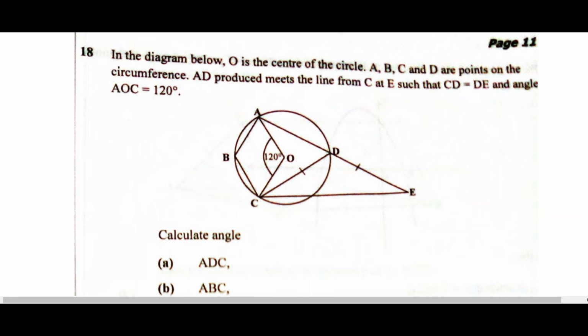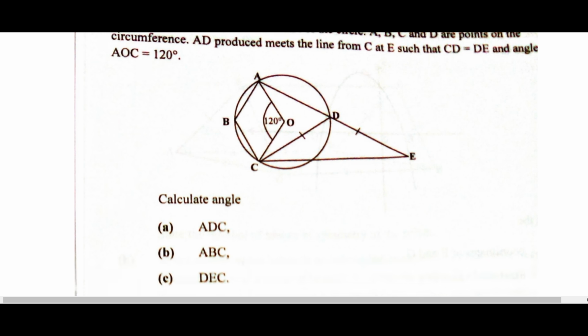So we move on to question 18. In the diagram below, O is the center of the circle. A, B, C, and D are points on the circumference. AD produced meets the line from C at E such that CD is equal to DE. Angle AOC is equal to 120. So calculate angle ADC.